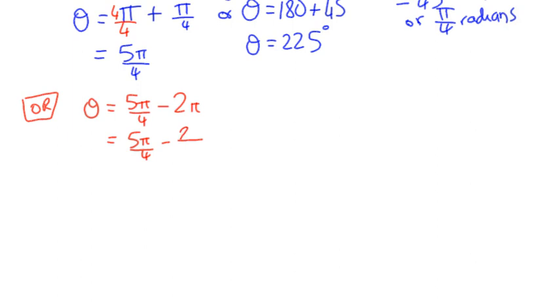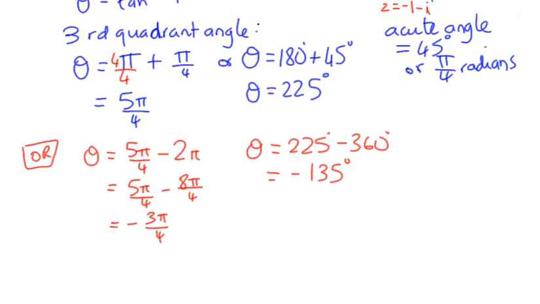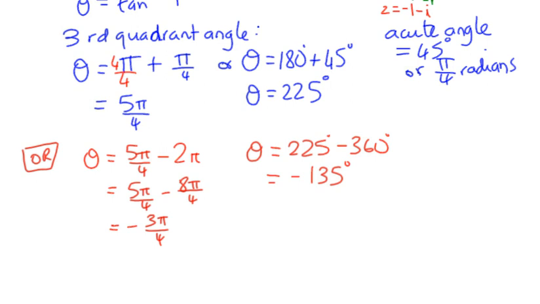And 2 pi would be 8 pi over 4, which gives us the answer negative 3 pi over 4. And for the other one, theta is 225, the angle we already know is an answer. Subtract 360 degrees, which gives us negative 135 degrees. So those two answers are our negative arguments. And we can always subtract 2 pi or 360 from our first answer to get a negative.